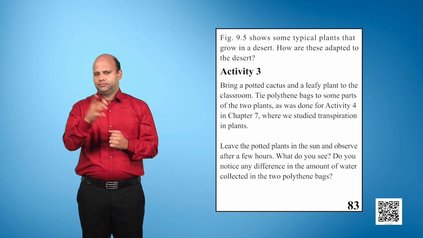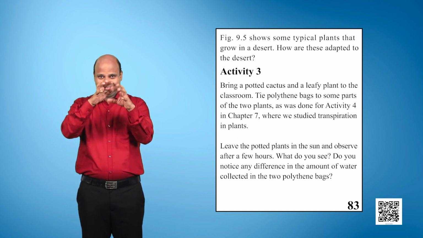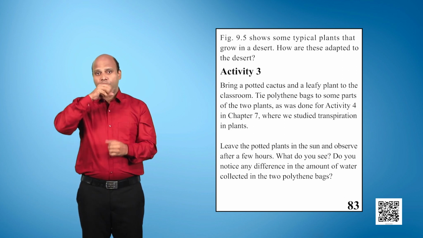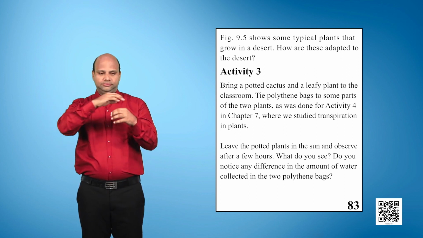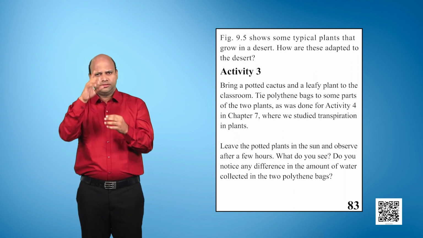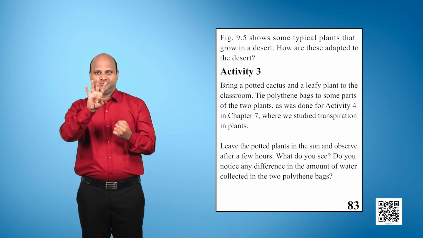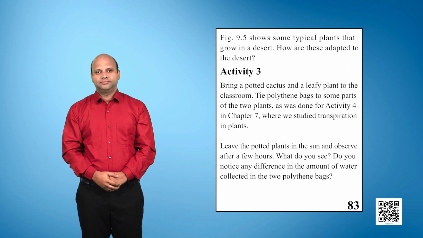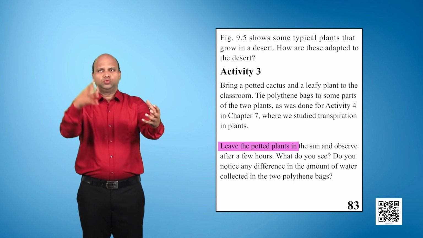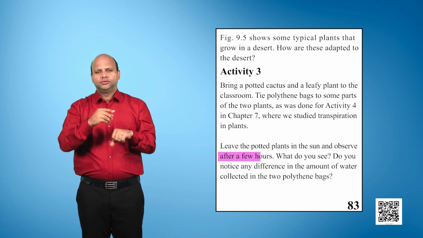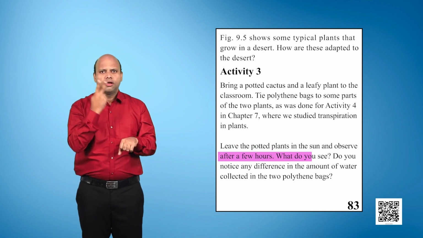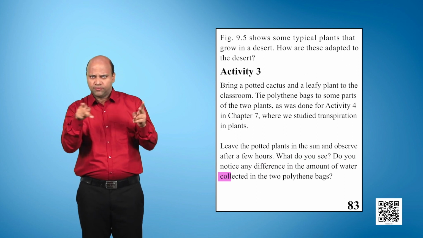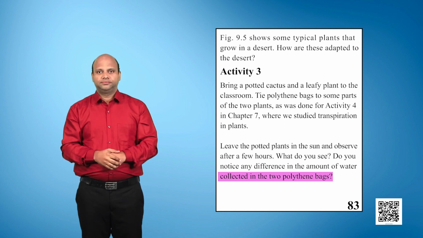Activity 3. Bring a potted cactus and a leafy plant to the classroom. Tie polythene bags to some parts of the 2 plants as was done for Activity 4 in Chapter 7, where we studied transpiration in plants. Leave the potted plants in the sun and observe after a few hours. What do you see? Do you notice any difference in the amount of water collected in the 2 polythene bags?